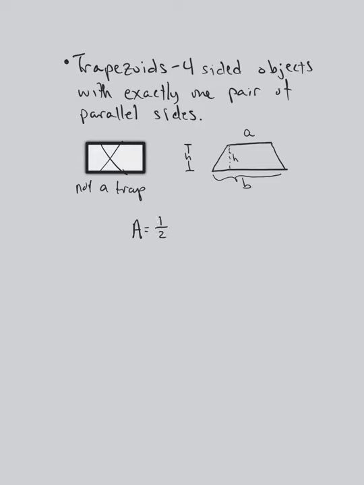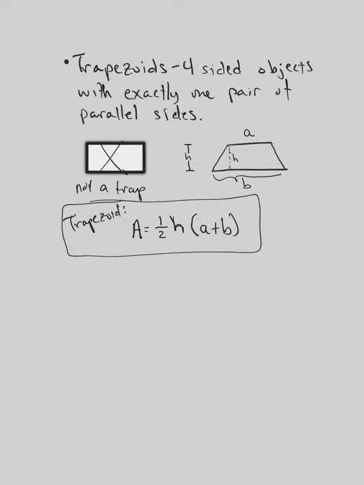It starts looking like the triangle formula, 1/2 h. Remember we have base times height. The thing is that A and B are both a type of base, and so what we do is we take 1/2 the height, and then we multiply that by the sum of the two bases. That is the formula for the area of a trapezoid. Let's just do one quick example, and you'll see it's not too bad.